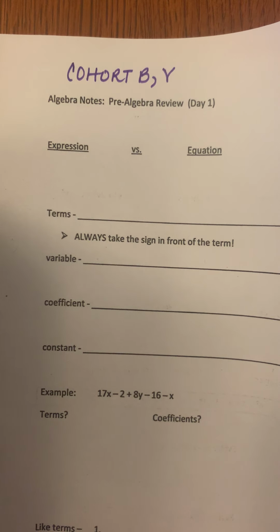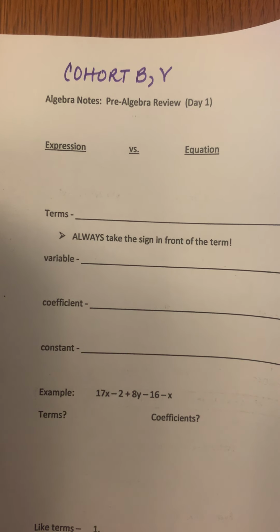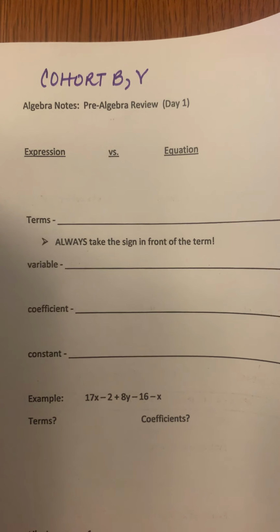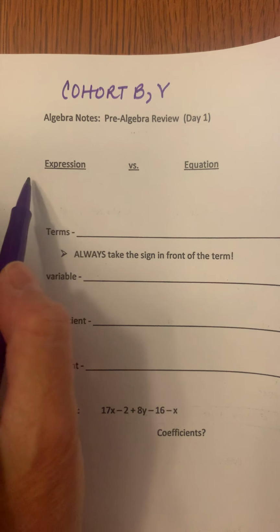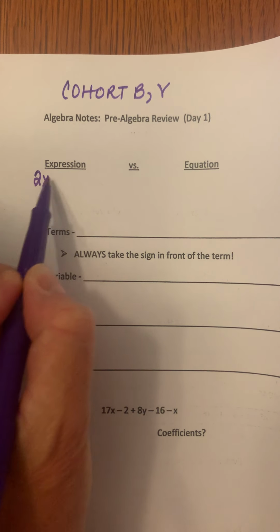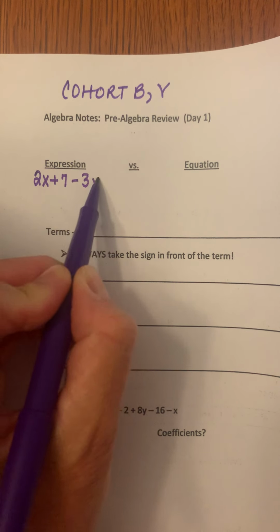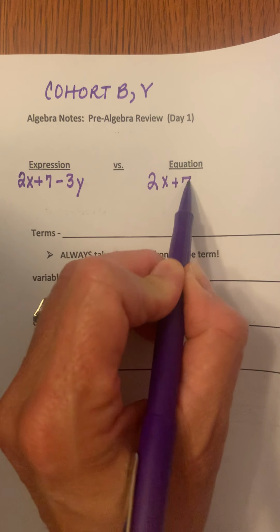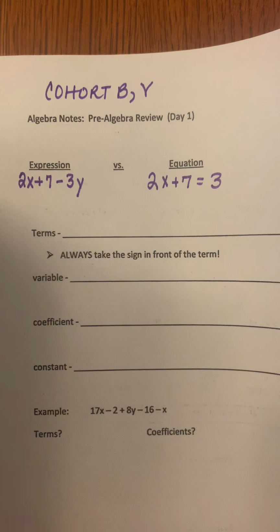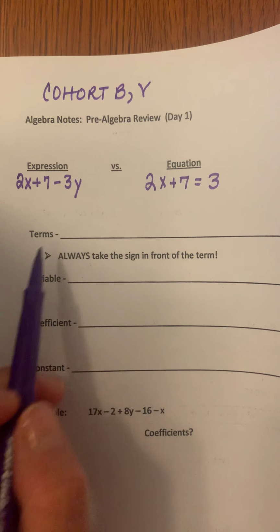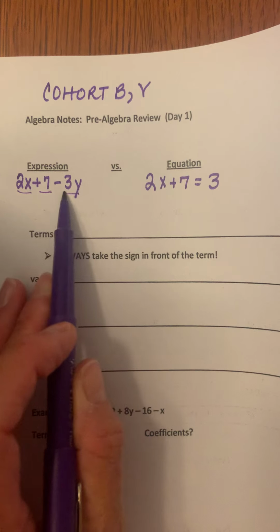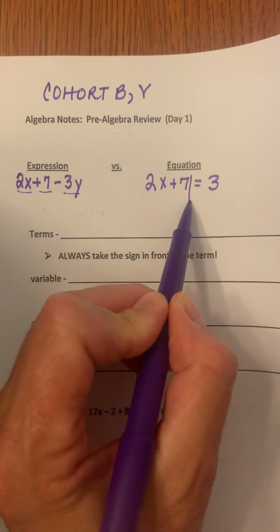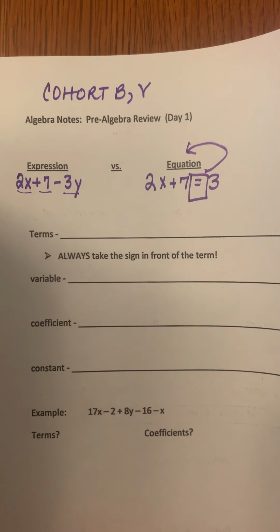So today's notes are really just a review of pre-algebra from last year. We're going to start off with expression versus equation. An expression is something maybe that looks like this. An equation would be something like this. Hopefully you guys notice the difference. In an expression, you just have some terms being added or subtracted, but in an equation, you have an equal sign. That's the difference between the two.